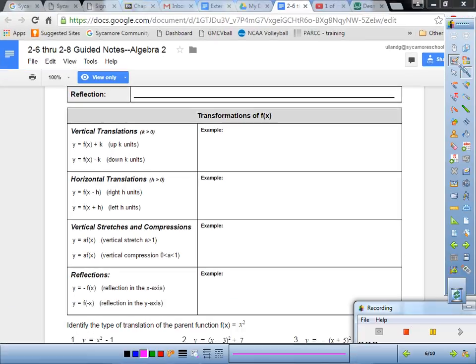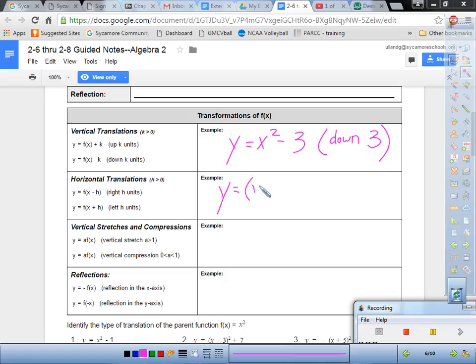Okay, so an example of a vertical translation is y equals x squared minus 3. This would be down 3. Okay? An example of a horizontal translation would be y equals x minus 5 in parentheses squared. Now, anytime you have something in parentheses, the result is what I call counterintuitive. You would think that the minus 5 would make it go left 5, but it doesn't. It's actually right 5. So be careful inside of grouping brackets or even absolute value. The result is counterintuitive. Okay?